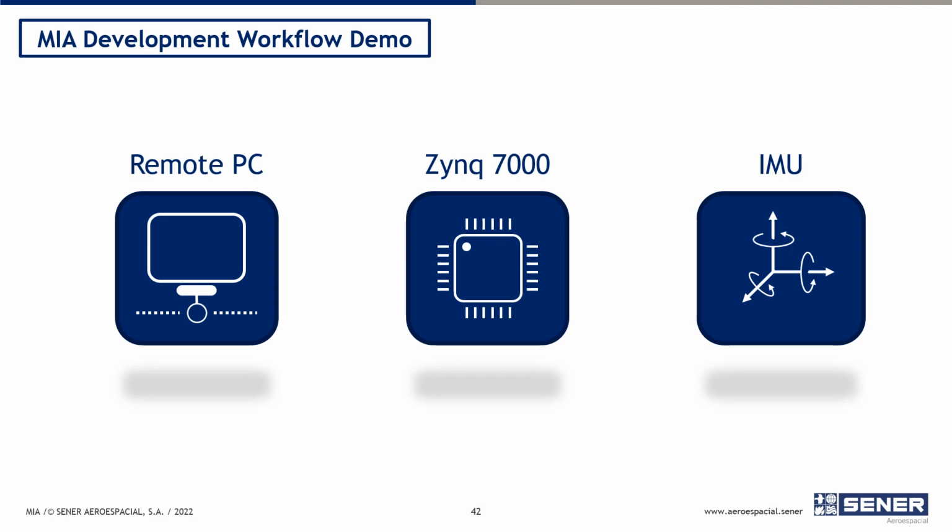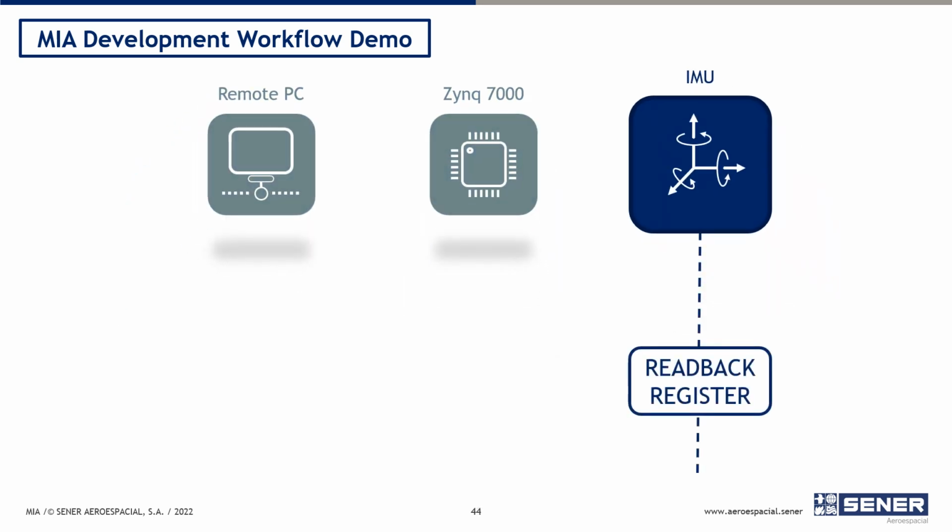The demonstration involves three elements: a peripheral unit, in this case an inertial measurement unit, the board to which it is connected, and a remote PC that will send telecommands to the board. From the inertial measurement unit, we are going to make use of a simple test register, readback, which simply allows us to write into it and to read back the same value we have written.